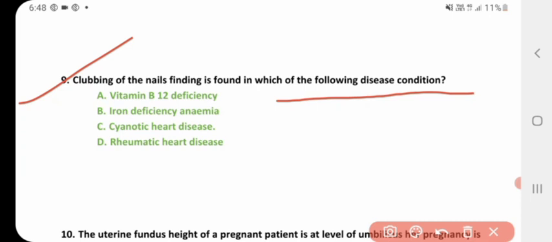Next, ninth: clubbing of the nails is found in which of the following disease conditions: vitamin B12 deficiency, iron deficiency anemia, cyanotic heart disease, rheumatic heart disease. So option C, cyanotic heart disease. So clubbing of the nails is found in cyanotic heart disease. Option C.